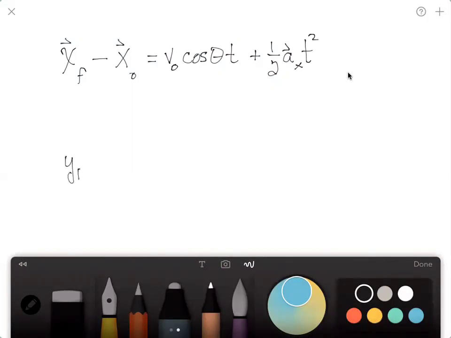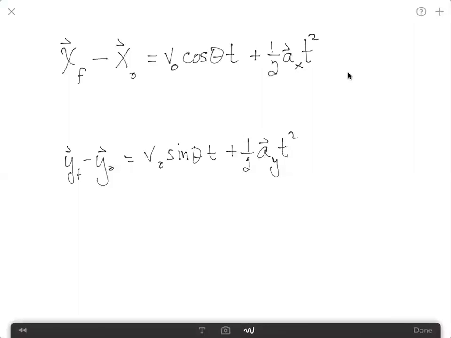The second one looks like so. And this is going to be 1/2 times the acceleration in the y direction times t squared. So for the first equation, we're going to make the assumption that there's no acceleration in the x direction.